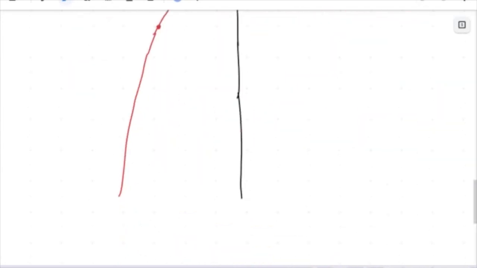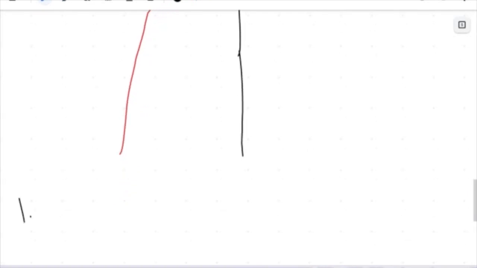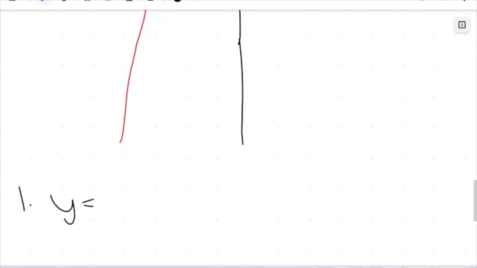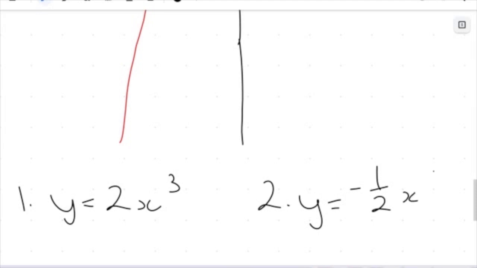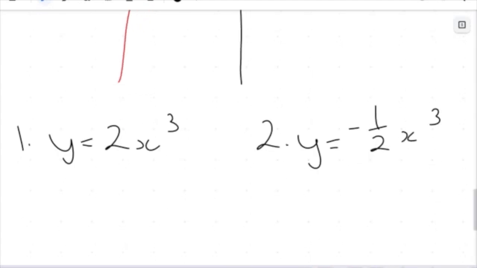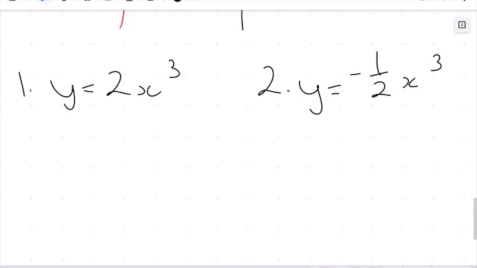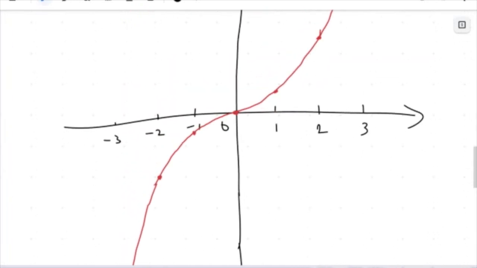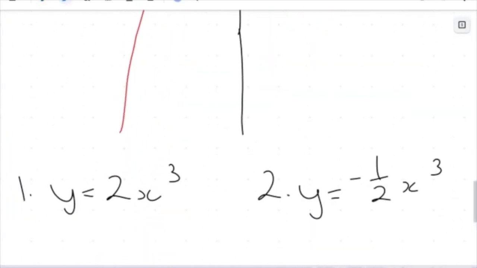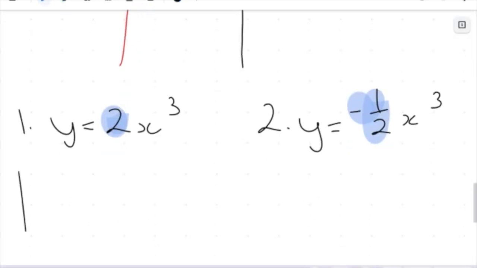Now, two of these examples we're going to go through today. The first one is the graph of y equals 2x cubed, and the second one is going to be y equals negative a half x cubed. We are going to do a table of values for both of these just to start us off, and we're going to see how these different elements, this thing here and this thing here, affect my cubic function.